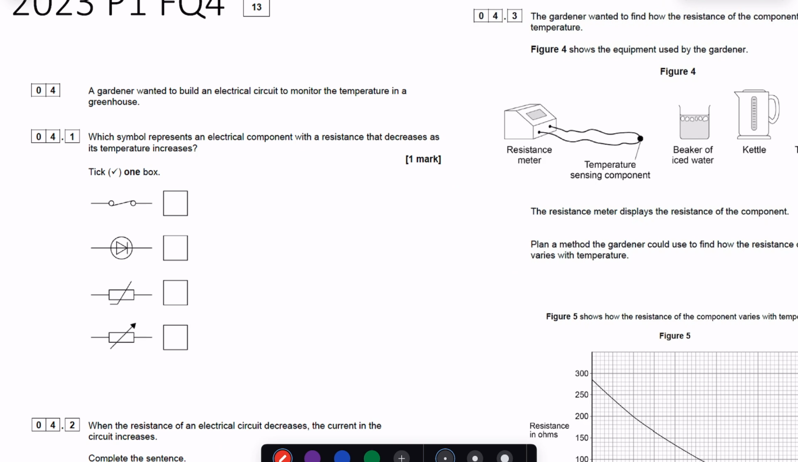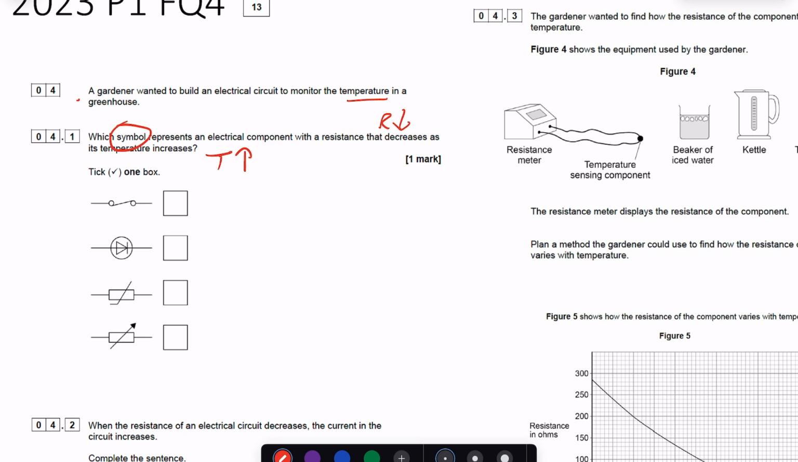Let's get into it. A gardener wanted to build an electrical circuit to monitor the temperature in a greenhouse. Perfectly reasonable. Which symbol represents the electrical component with a resistance that decreases as its temperature increases? So resistance goes down as temperature goes up is what we want, and we want the symbol. So you should have learnt these symbols.